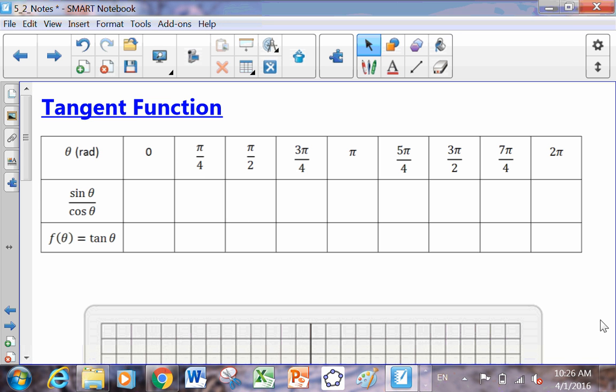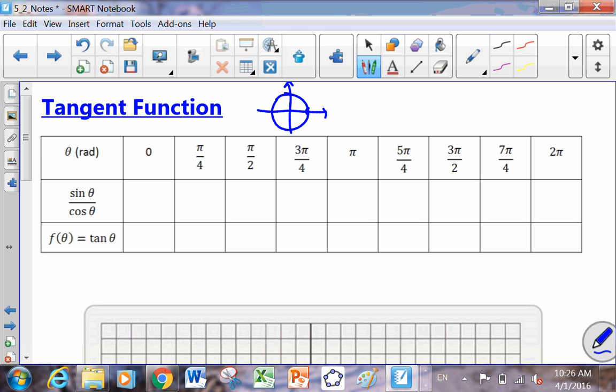Okay. So if we look at 0 on our trigonometric circle, imagine your circle here. At 0 here, the coordinate is 1, 0. The first one is cosine. So if we do sine over cosine, we get 0 over 1. So 0 over 1 is 0.